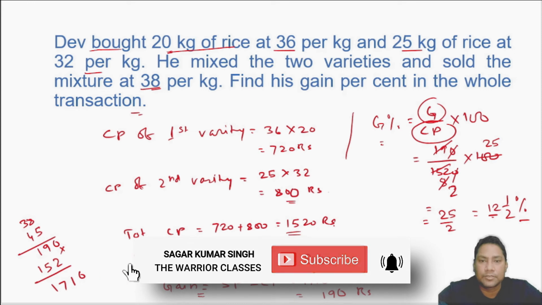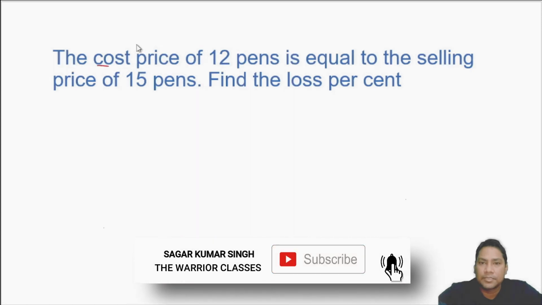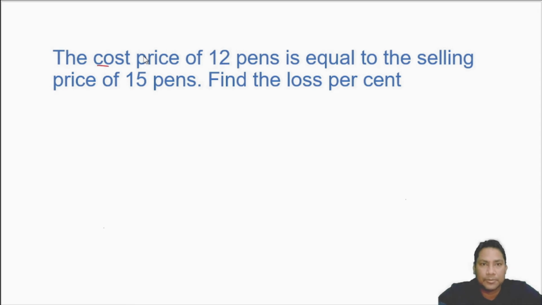The next question is very important for solving these problems. This type of problem can also be solved by two methods. One by one we will discuss. In the question they have given: the cost price of 12 pens is equal to the selling price of 15 pens. Find out the loss percent.